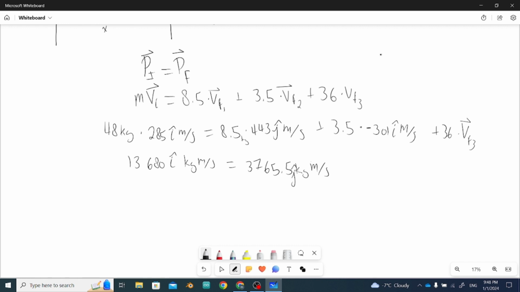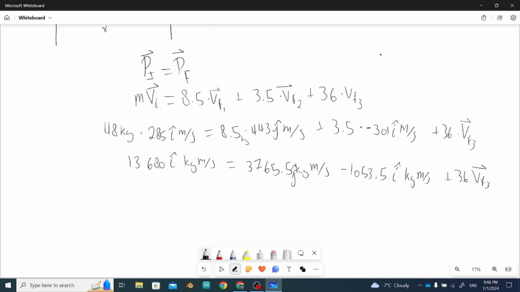3.5 times negative 301, so that would be minus 1,053.5 i kilogram meters per second, plus 36 times VF3. We can only add and subtract the i's with the i's and the j's with the j's.